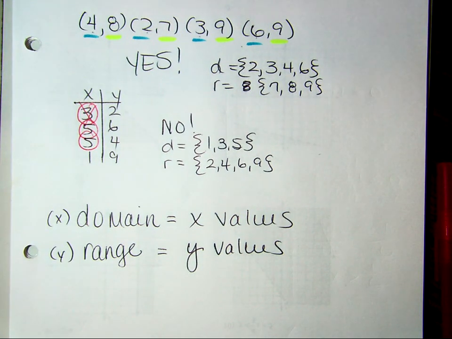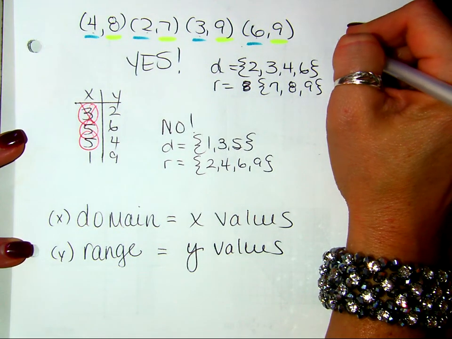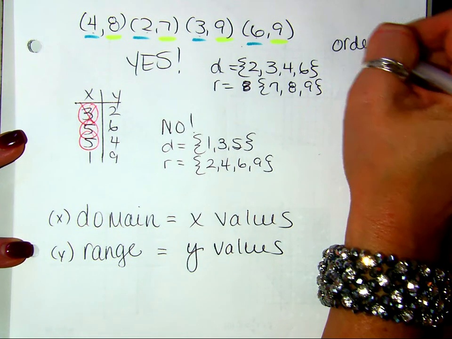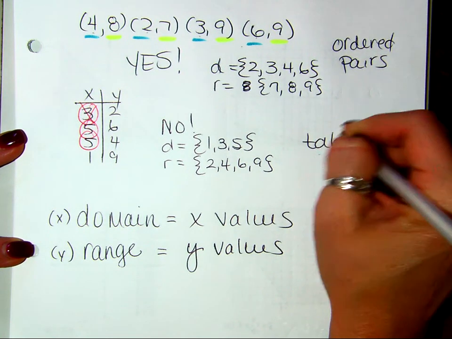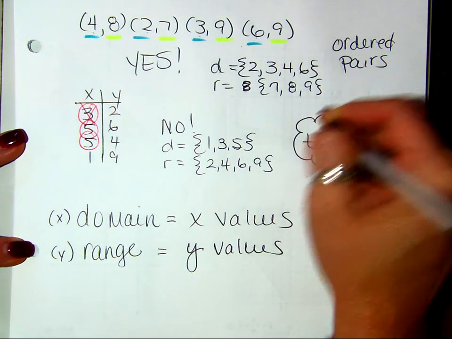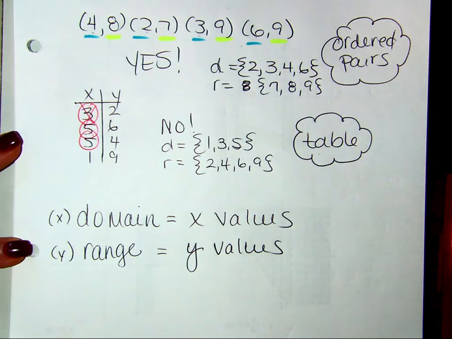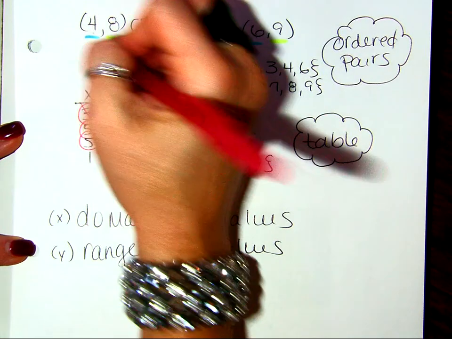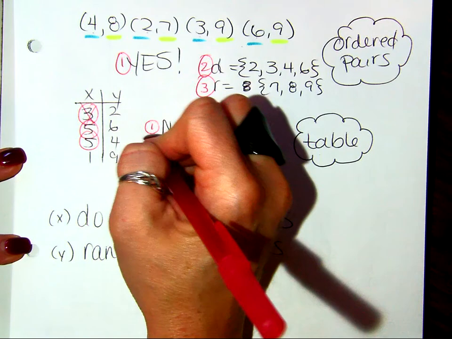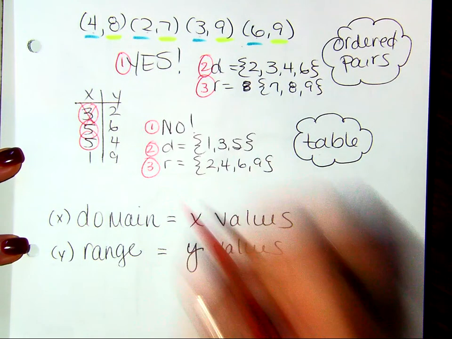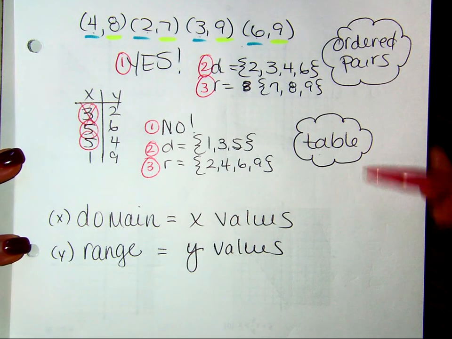All right, so here's the deal. Yesterday I talked about ordered pairs. I talked about a table. And what was the third thing I talked about, remember? I said I need you to answer these 3 questions. 1, is it a function? 2, what's the domain? 3, what's the range? From ordered pairs, from a table, what's the last one?